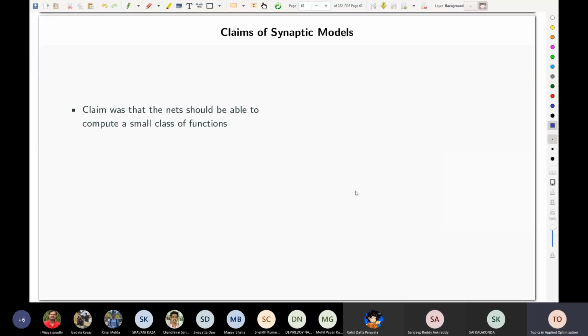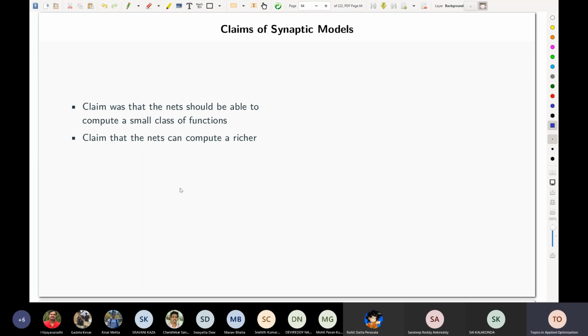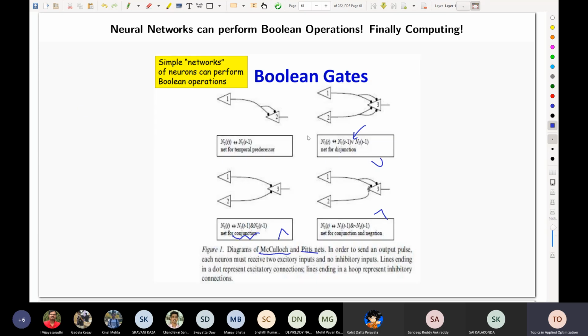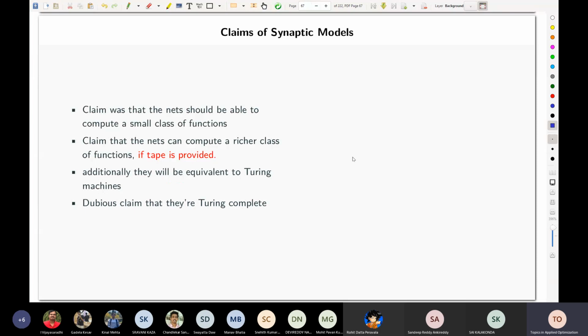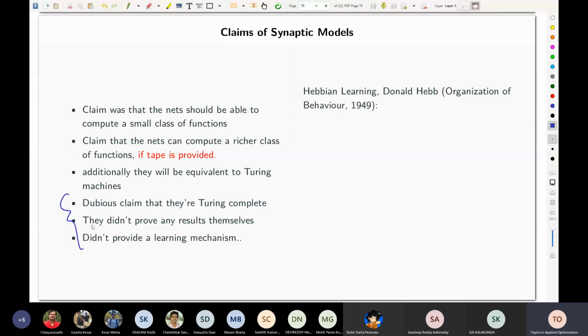The claim of the synaptic model was that the net should be able to compute a small class of functions, and that the net can compute a richer class of functions if the tape is provided. By tape here we mean the memory. What they were lagging behind in their model is to somehow incorporate the memory also, because memory is needed for temporary assignments and so on. So they believed that for bigger computations they need a memory. Additionally, they would be equivalent to Turing machines. Dubious claims were made that they are Turing complete. They didn't prove any results themselves, didn't provide a learning mechanism, and so on. So these were the disadvantages of this model.